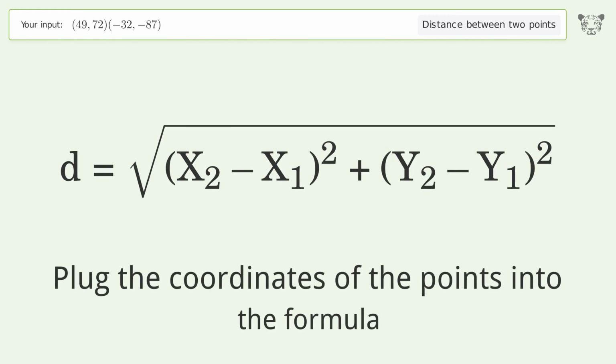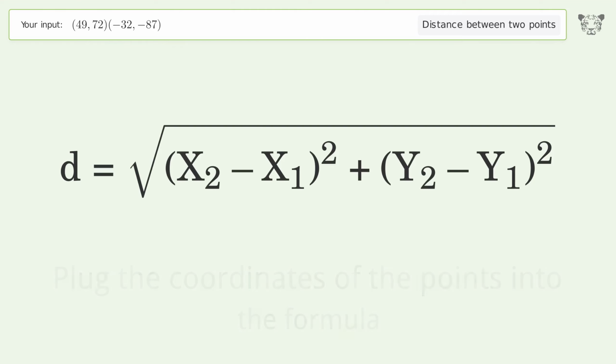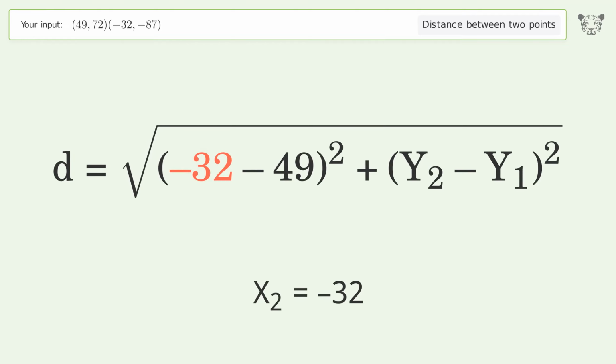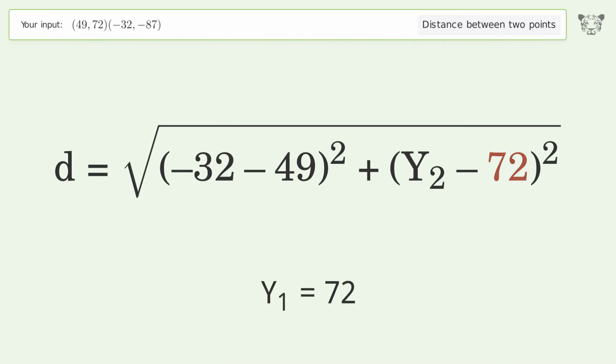Plug the coordinates of the points into the formula. x1 equals 49. x2 equals negative 32. y1 equals 72. y2 equals negative 87.